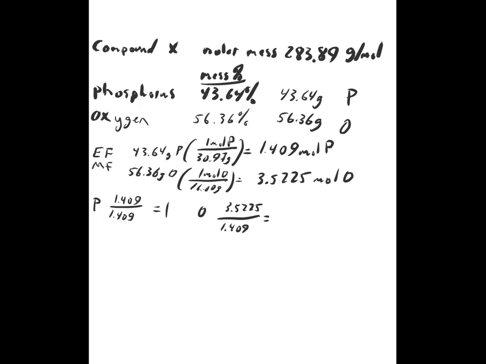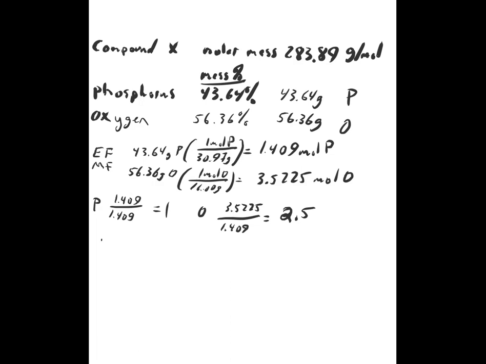3.5225 divided by 1.409. It looks like you get 2. Oh, actually, it came out exactly 2.5. Okay. All right. So remember what we said. At this stage, if you get something that's pretty close to 2.5, like 2.49, you're going to have to multiply everything by 2. So just multiply everything by 2.